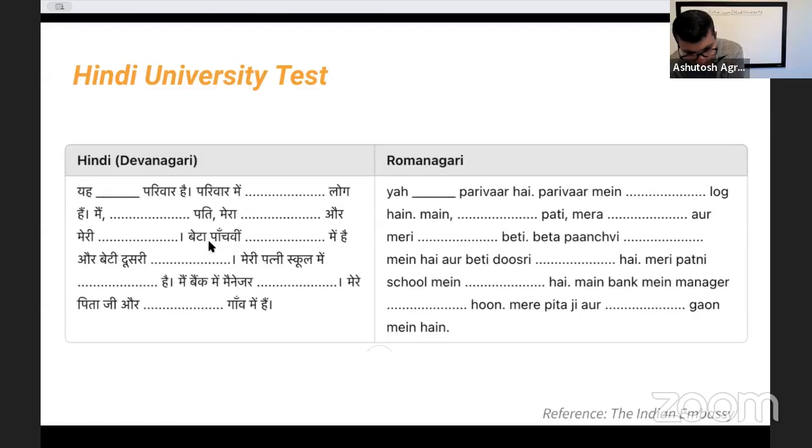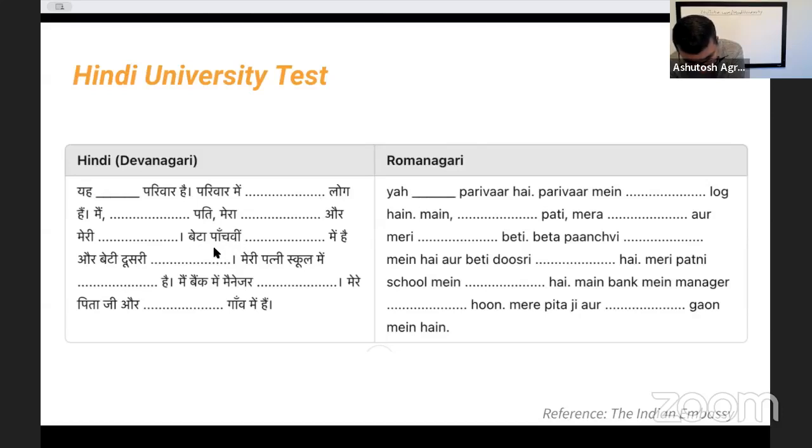Sharon ji. In the Romanagari version, we already have Beti, right? Oh, sorry. I see. I said Choti Beti. Okay, that's correct too. If you wrote Choti Beti, that's wonderful. Okay. Let's do this one, Sharon ji.